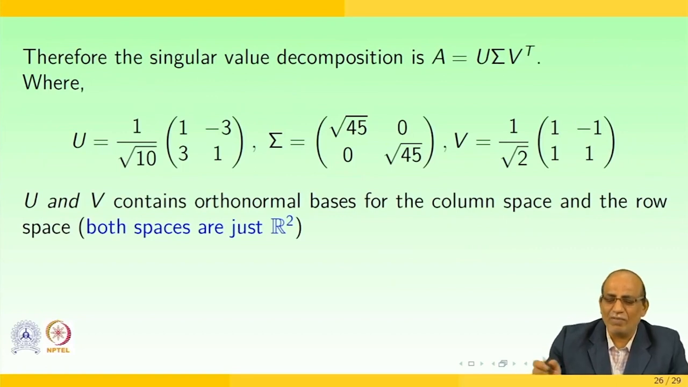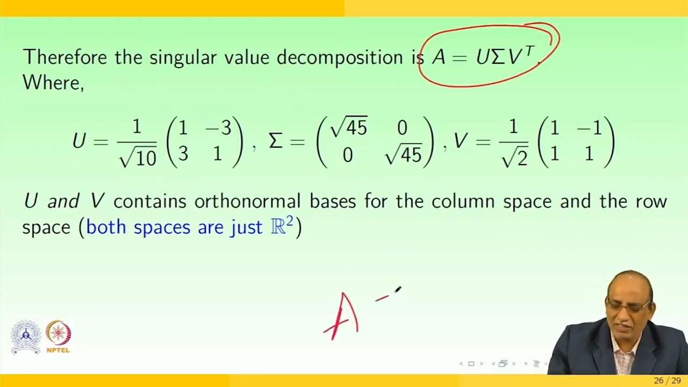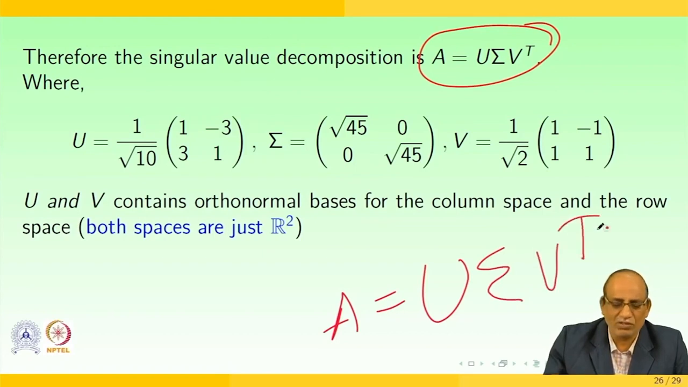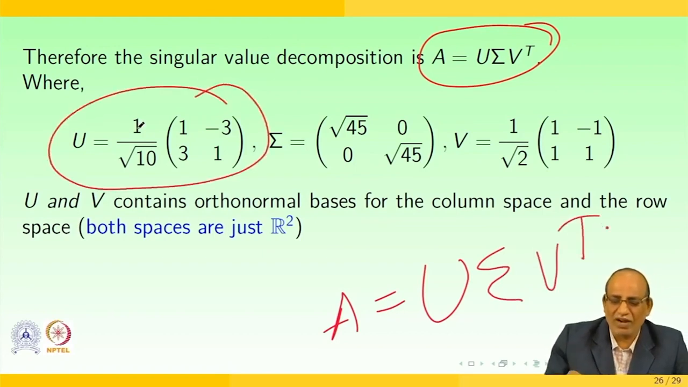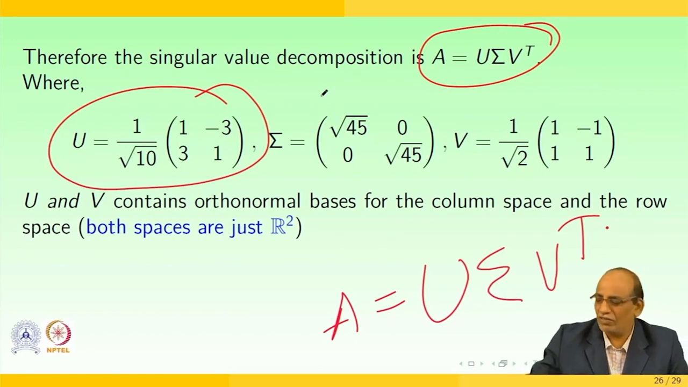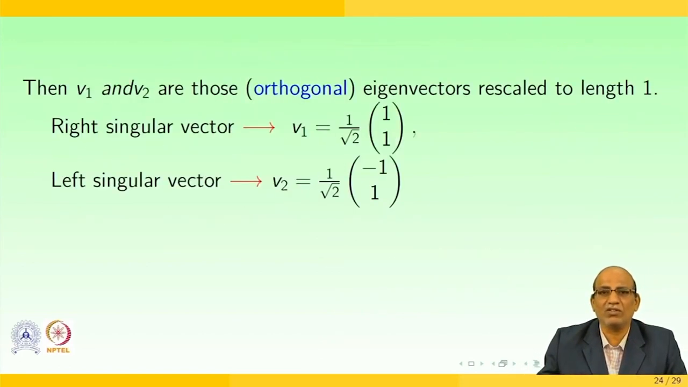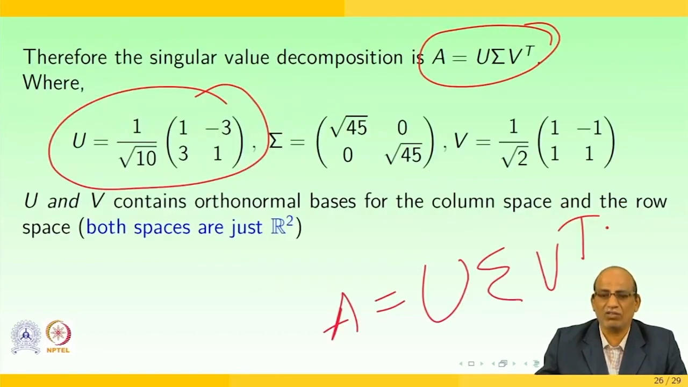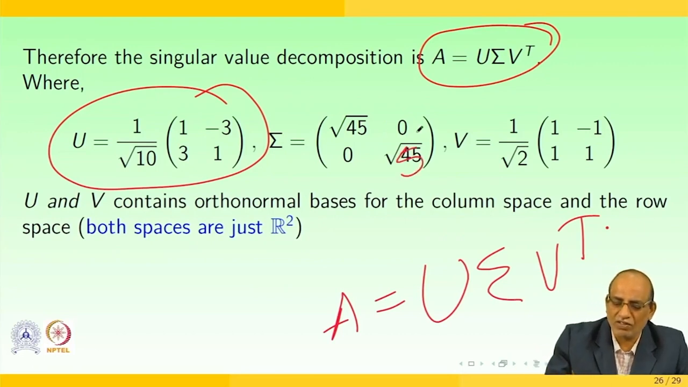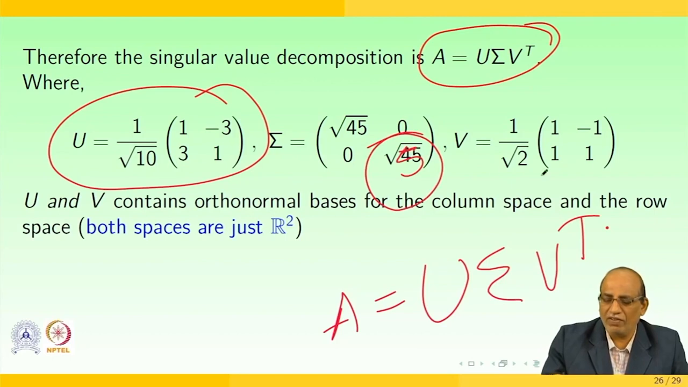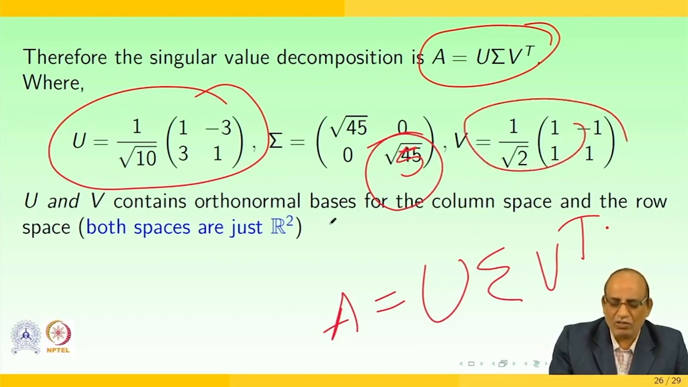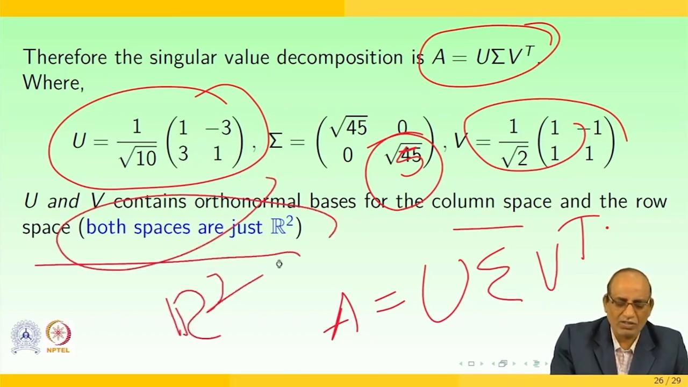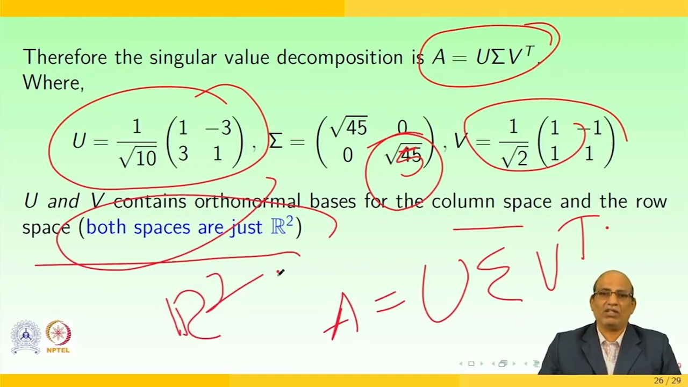Therefore, the singular value decomposition, finally, we can write as A equals U times sigma times V transpose, where U is of this form, and sigma, as you know very well, has 45 and square root of 5. There is an error over here, it is square root of 5. And V is as found. U and V contain orthonormal bases for the column space and the row space, both spaces are just in R2. That is what we learned from this, how we decompose this matrix.